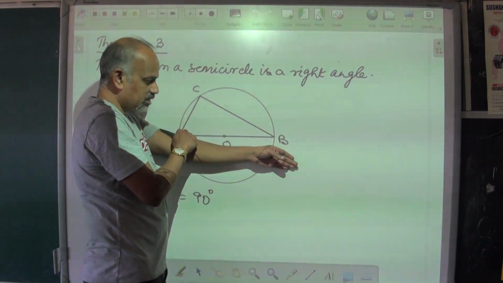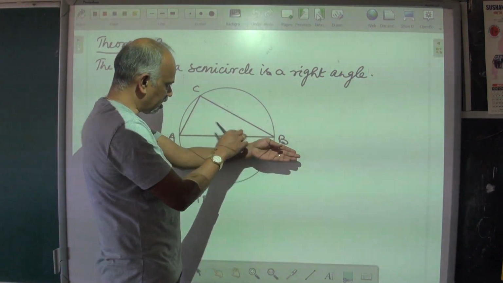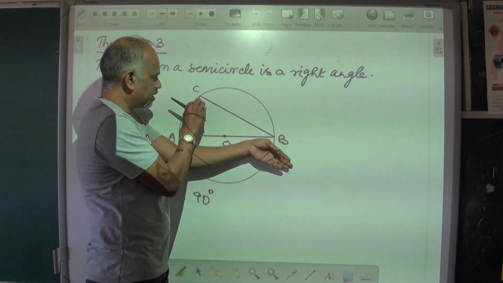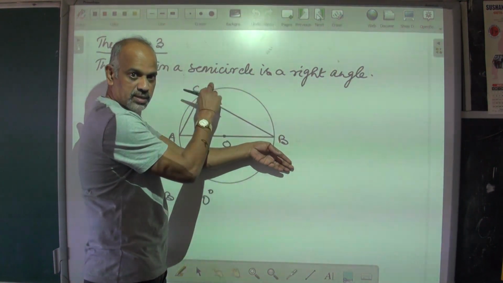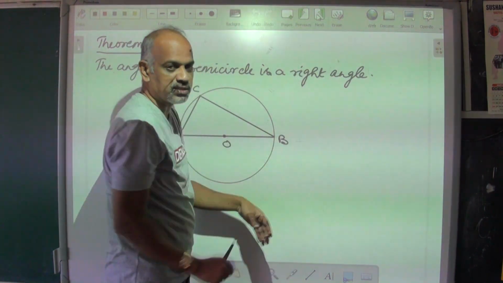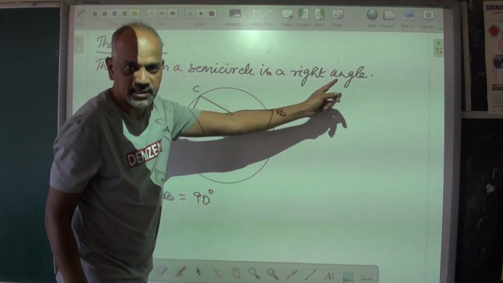That is, AB is the arc, this one. This AB makes an angle on the circumference. It can be here, it can be here, anywhere on the circumference. All these angles will all be right angles, means it should be 90 degrees. So angle in a semicircle is a right angle.